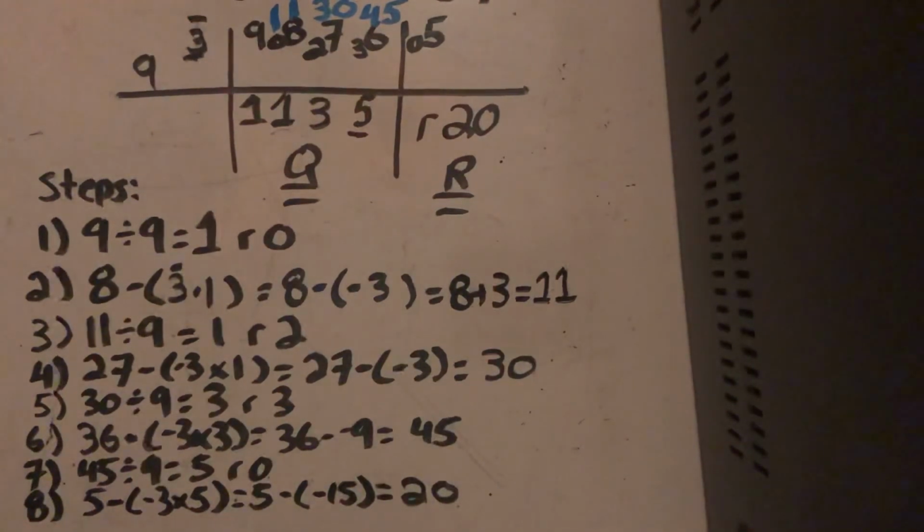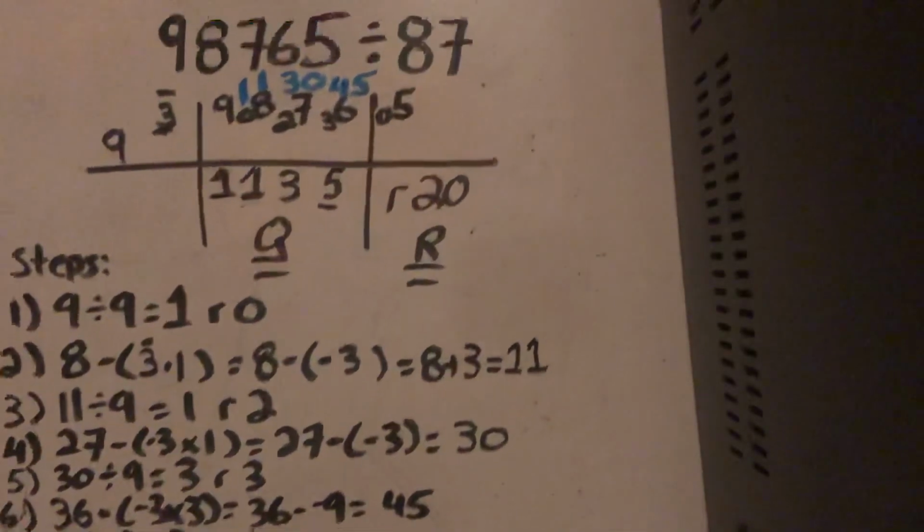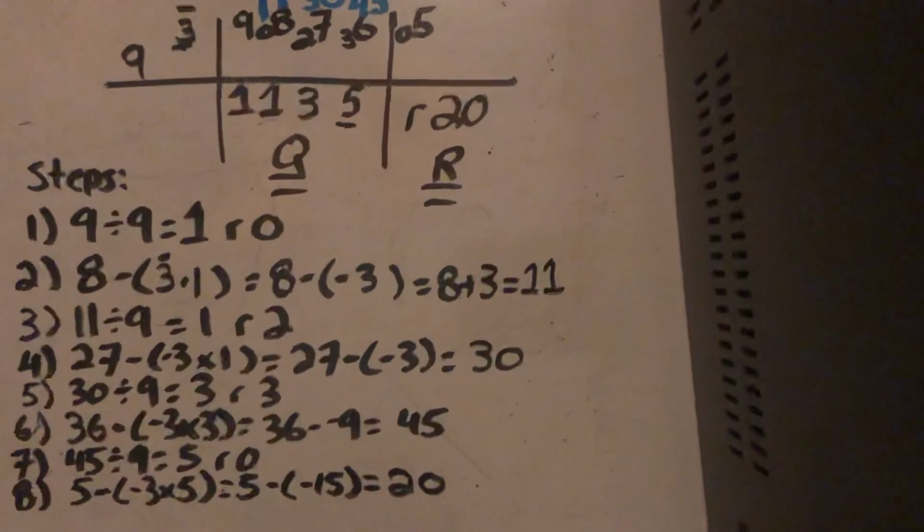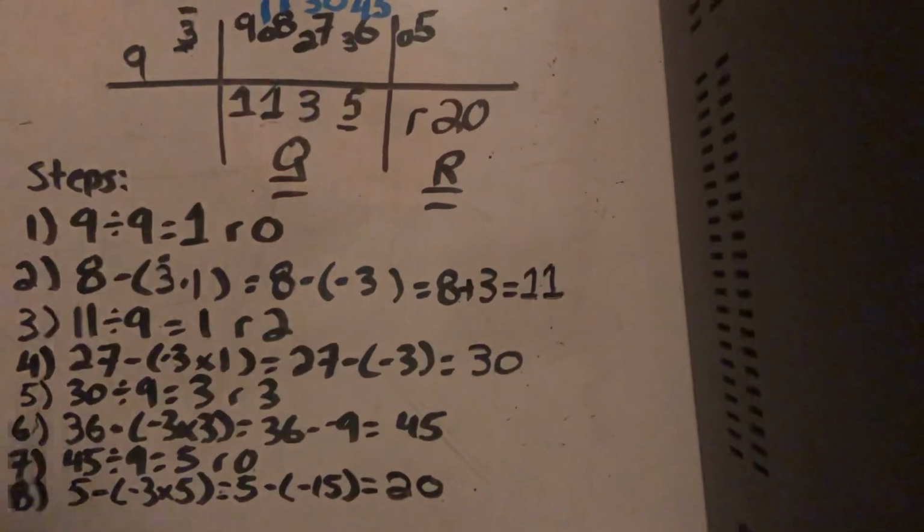Okay, good job. The problem was 98,765 divided by 87. Here are the steps. You can pause it at any time you want to. Keep practicing.